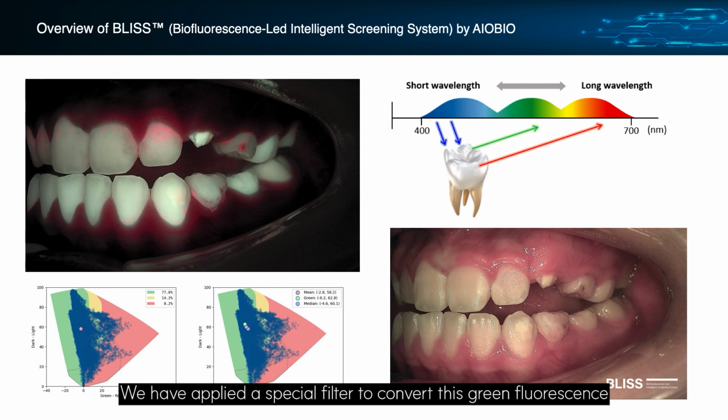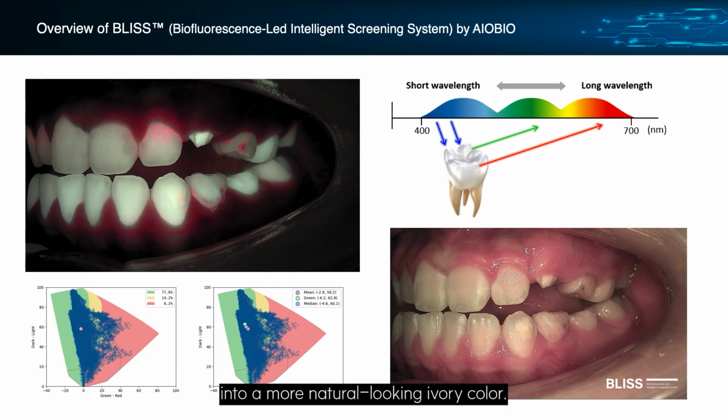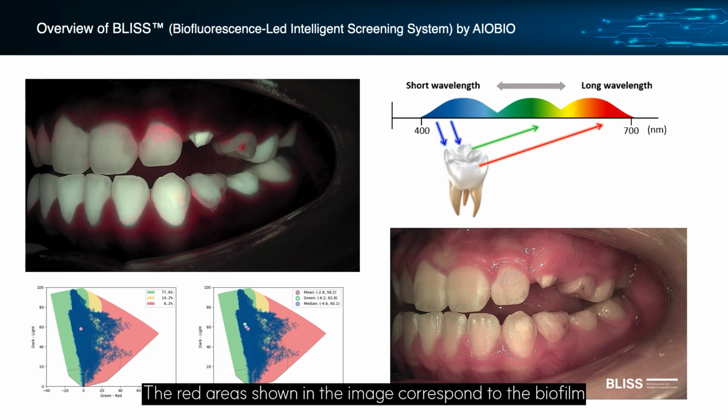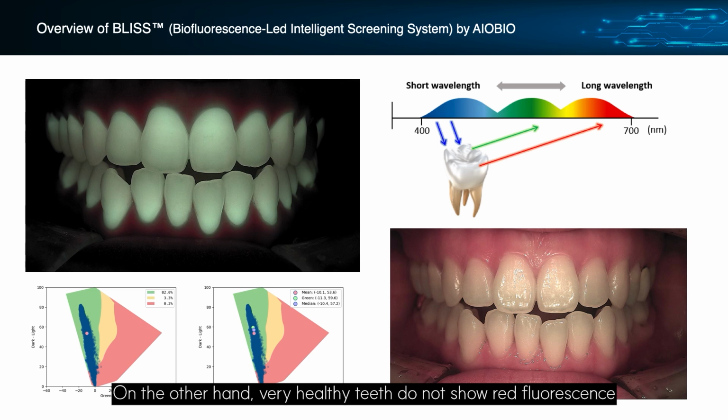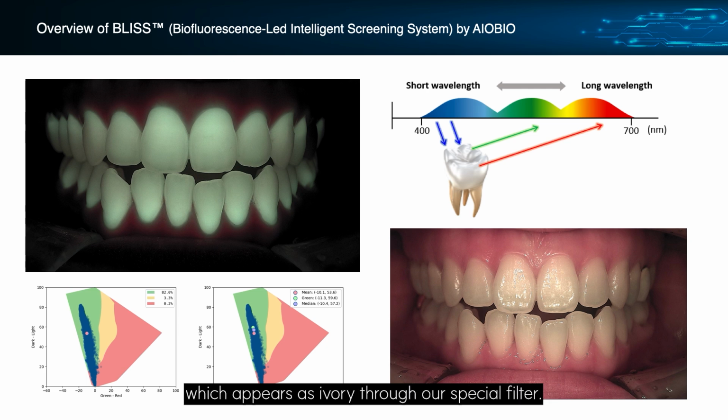We have applied a special filter to convert this green fluorescence into a more natural-looking ivory color. The red areas shown in the image correspond to the biofilm emitting long wavelength fluorescence, as mentioned earlier. Sometimes when the biofilm penetrates the tooth surface itself, those areas also exhibit red fluorescence. On the other hand, very healthy teeth do not show red fluorescence. They maintain their natural green autofluorescence, which appears as ivory through our special filter.